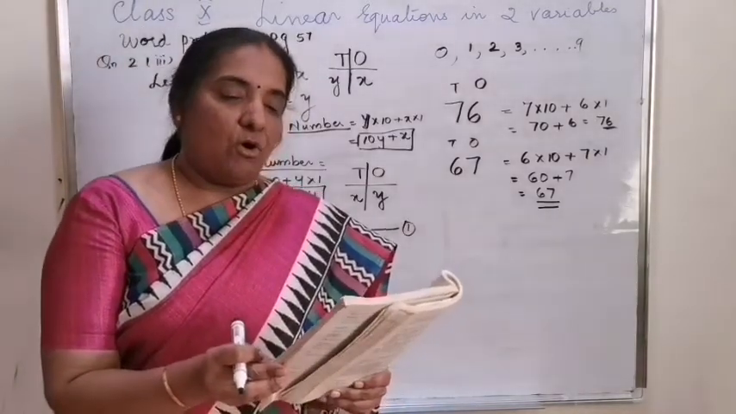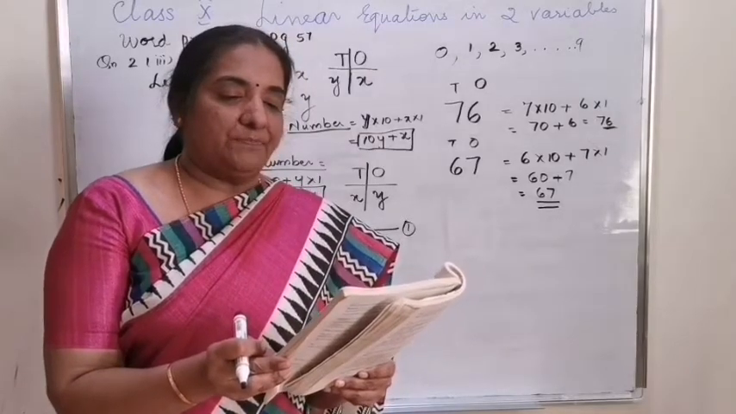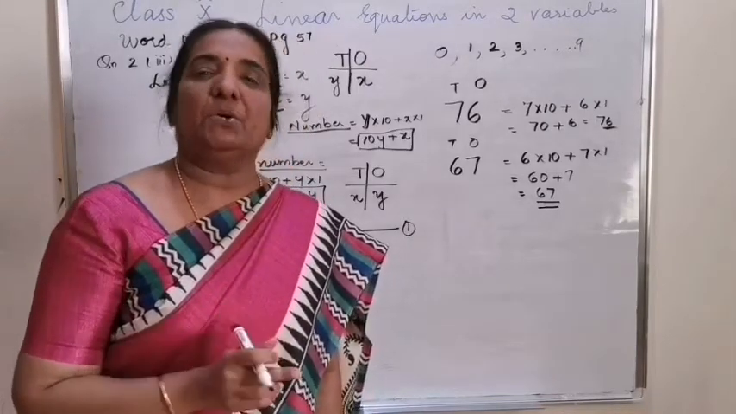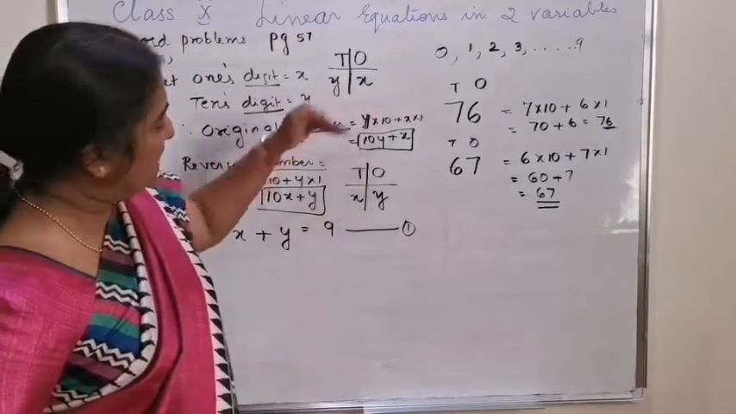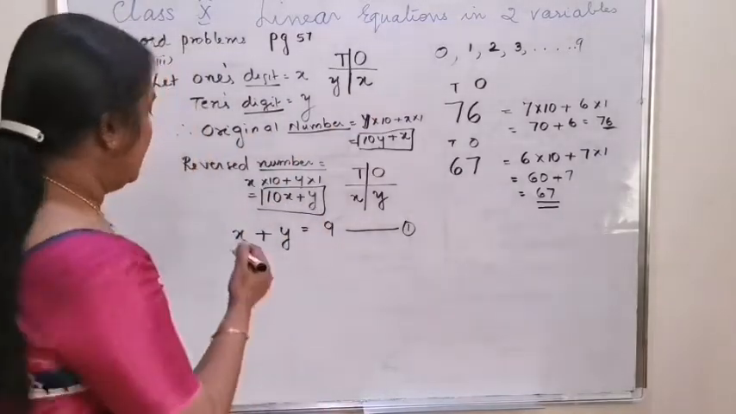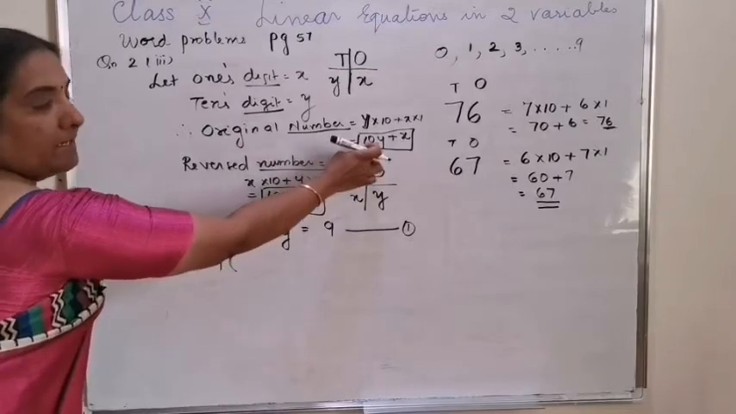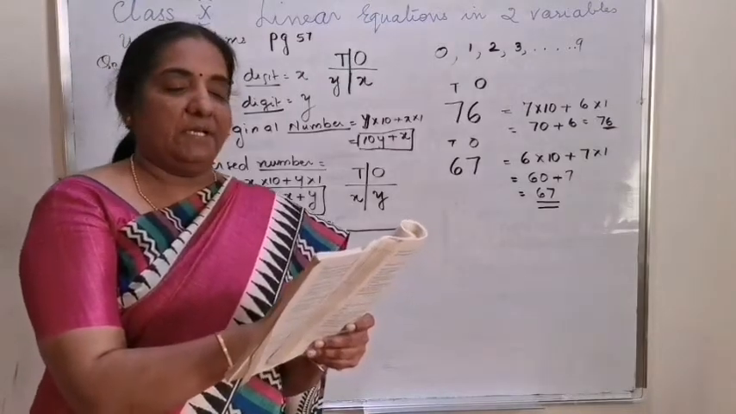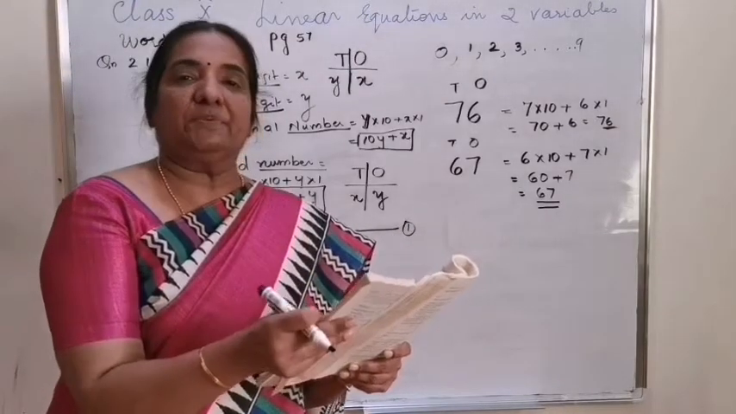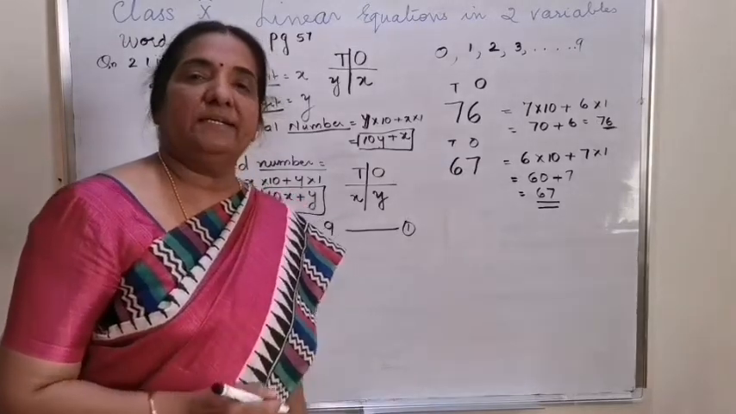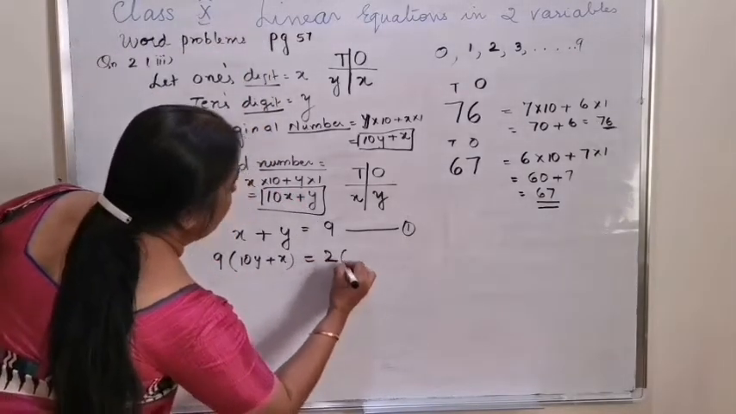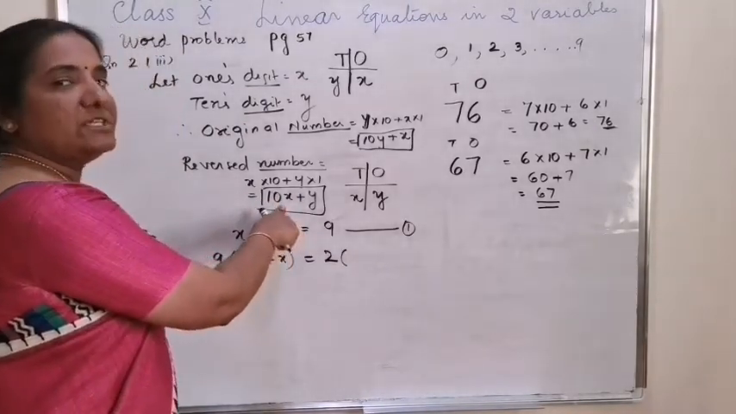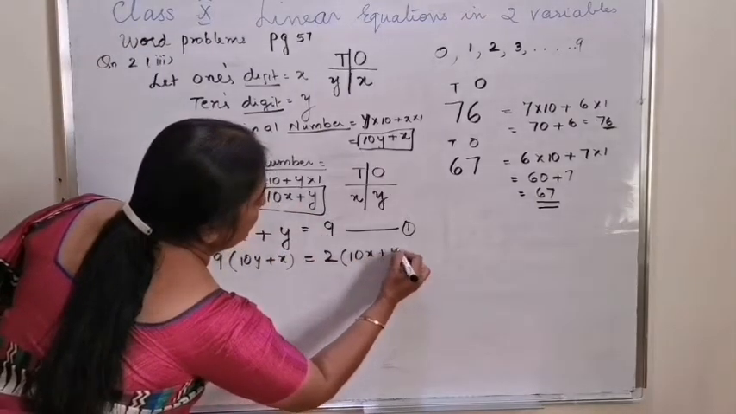Second equation: also 9 times the number. 9 times the number means 9 times the original number. You have already kept the original number and the reversed number ready here. 9 times the original number. 9 times the number is twice the number obtained by reversing the order of the digits. Twice the number obtained by reversing the order of the digits means it is the reversed number 10x plus y.